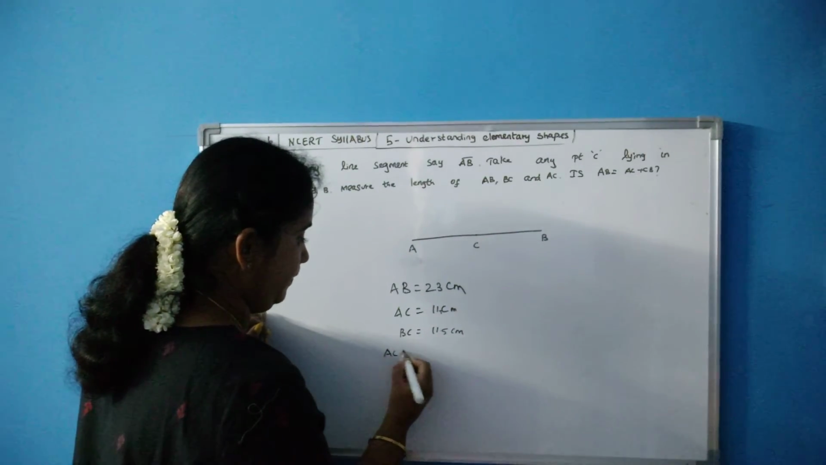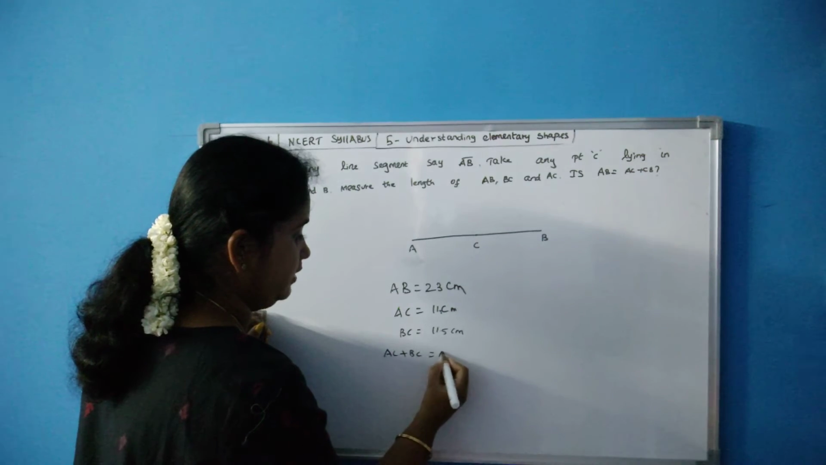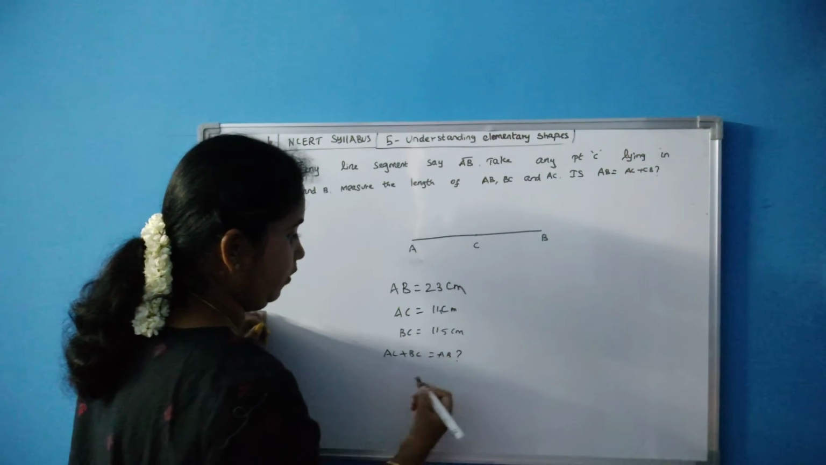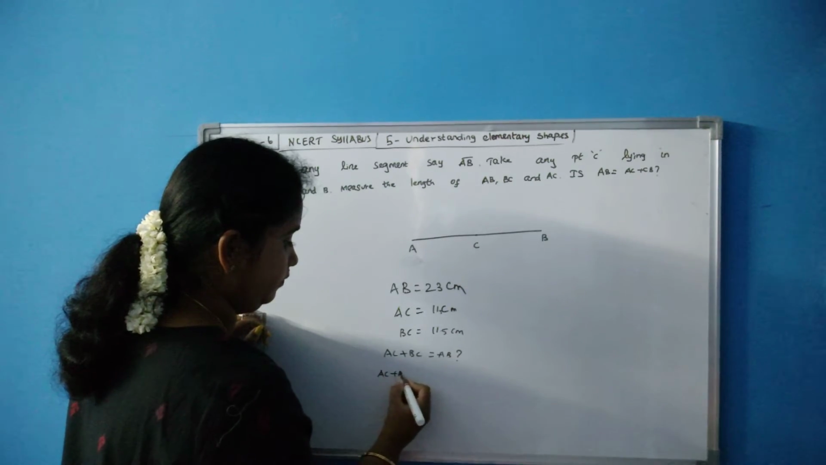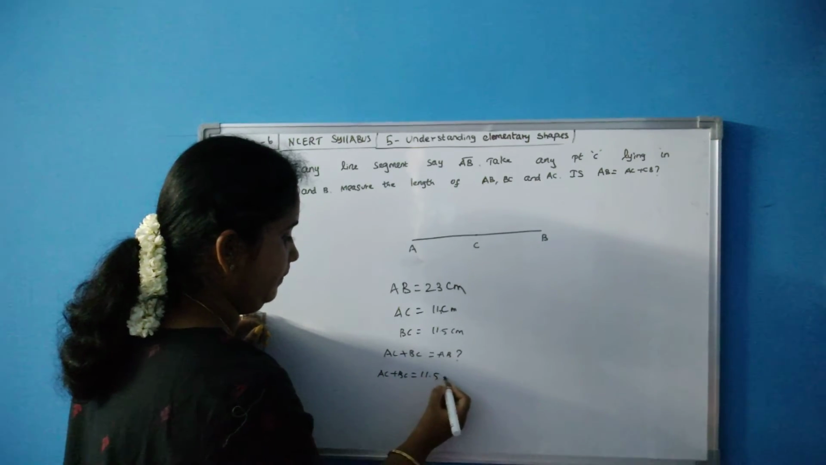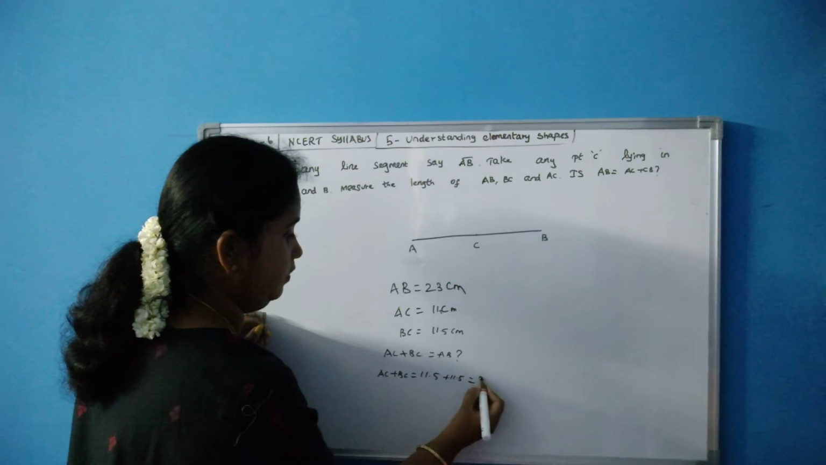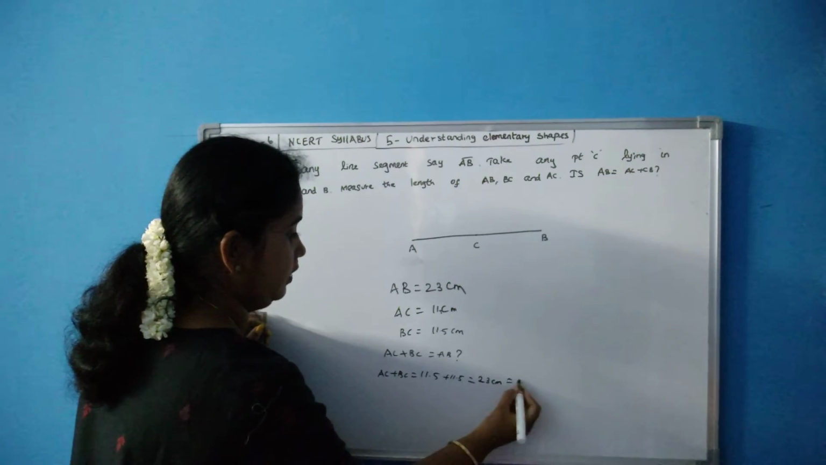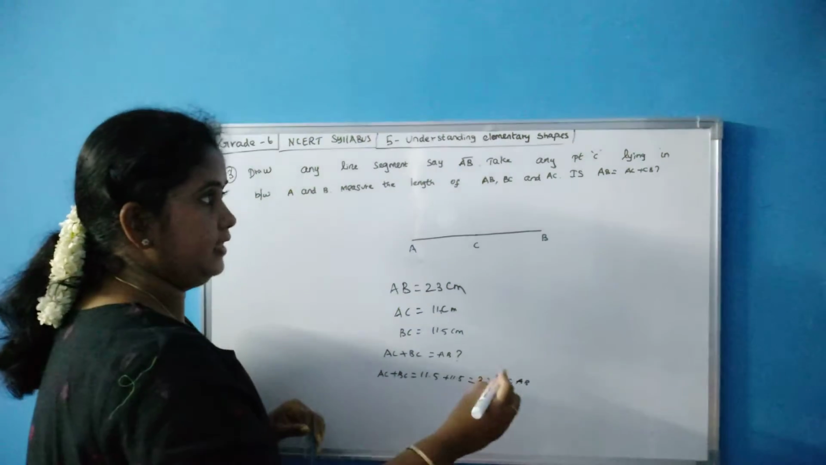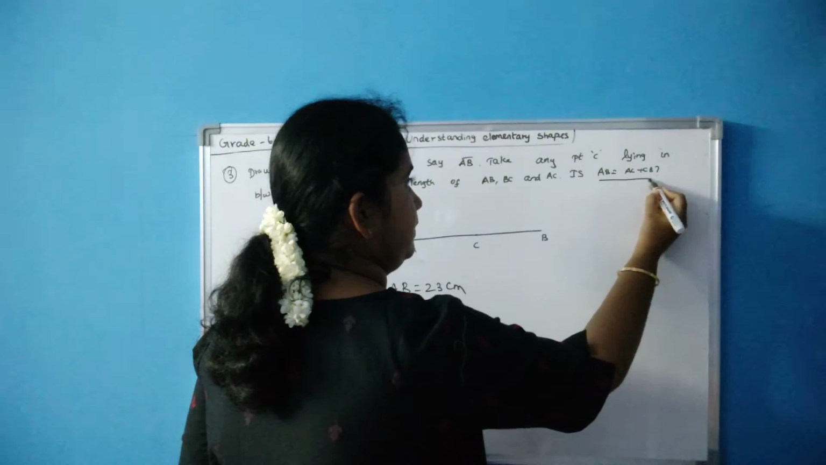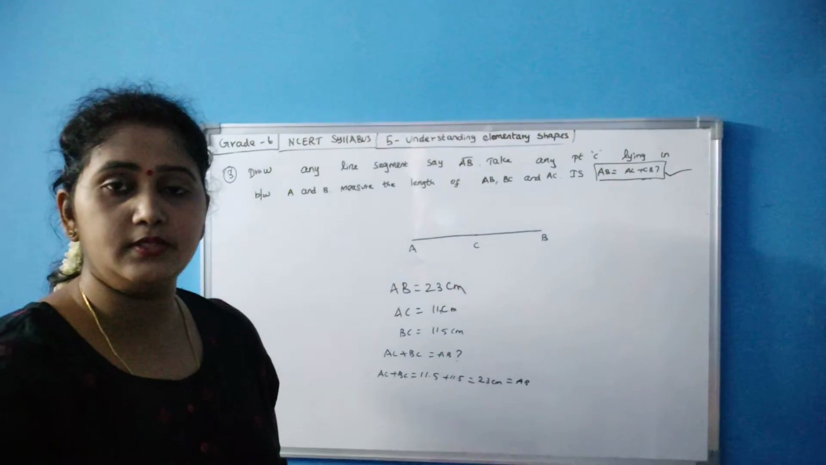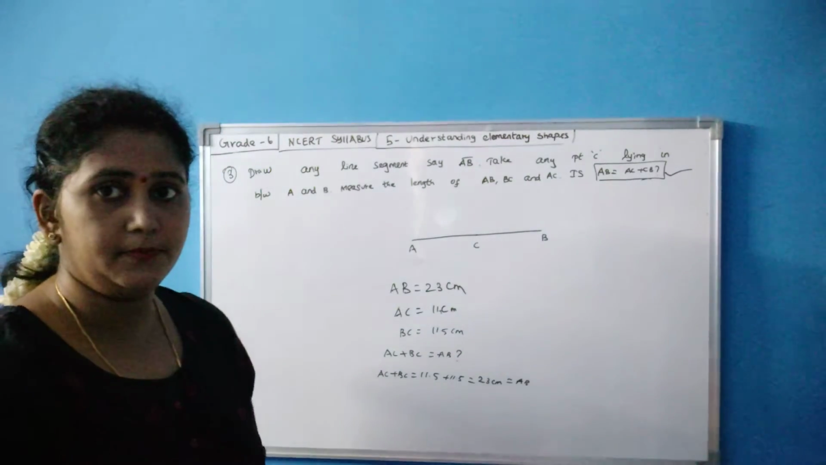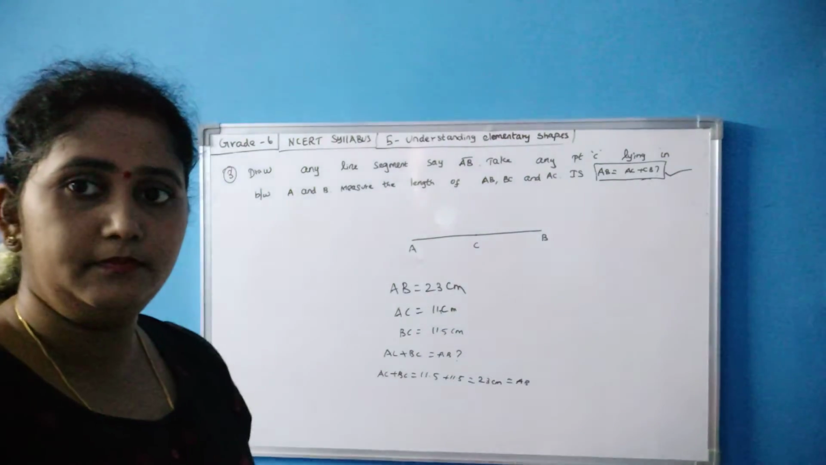So the question is, AC plus BC equal to AB or not. So add AC plus BC. 11.5 plus 11.5 will give you 23 centimeters, which is equal to AB. So the given statement, AB equal to AC plus CB, is correct. Okay, so this is your answer for the third sum. Now we will move on to the next sum.